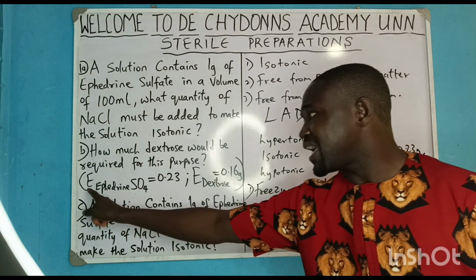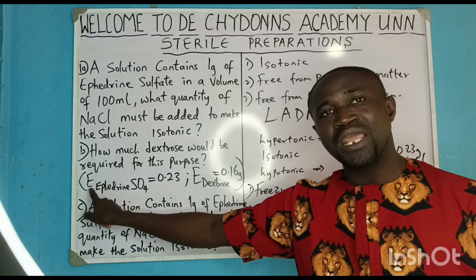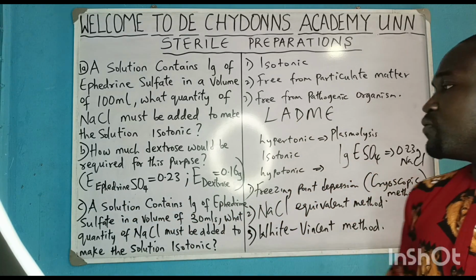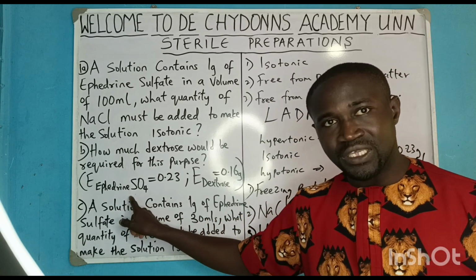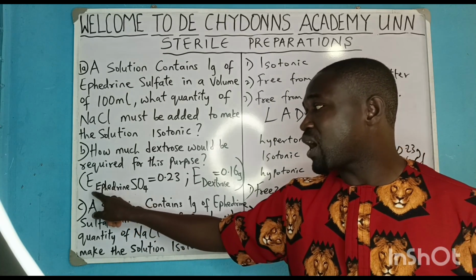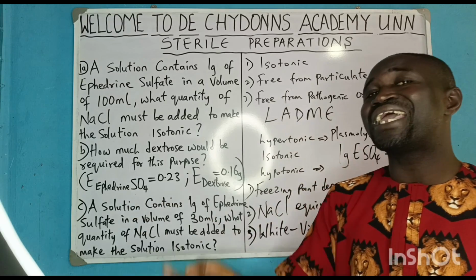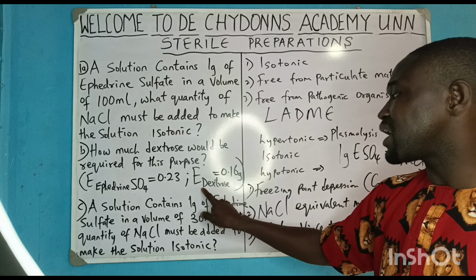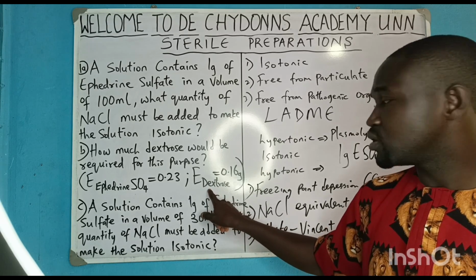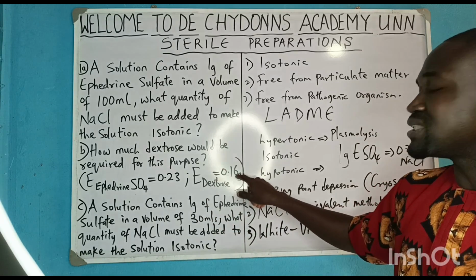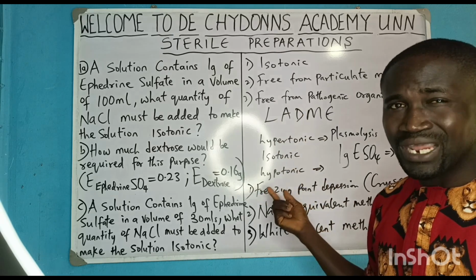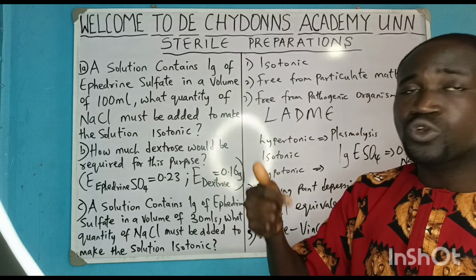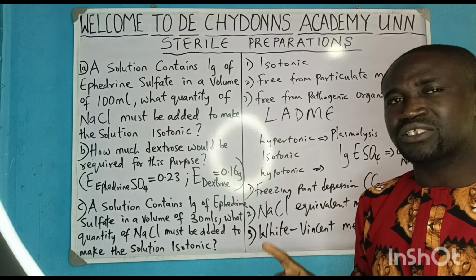If you get 1 gram of paracetamol, the implication is how much sodium chloride it contains. When you hear something like sodium chloride equivalent of ephedrine sulfate is 0.23, if you get 1 gram of ephedrine sulfate, that is the interpretation. It means that it contains 0.23 gram of sodium chloride. If you get 1 gram of dextrose, it means that it contains 0.16 gram of what? Sodium chloride. That is, every pharmaceutical powder has an amount of sodium chloride it contains. That is where it's coming from.